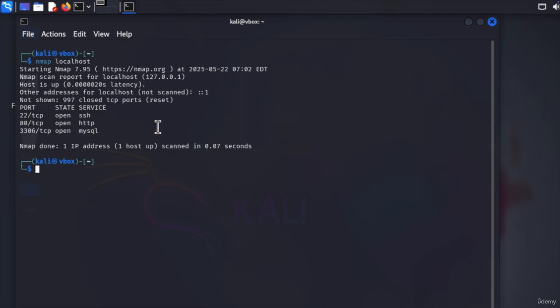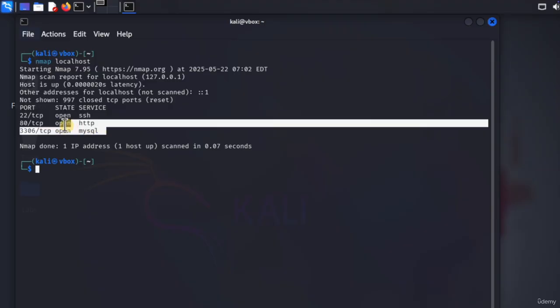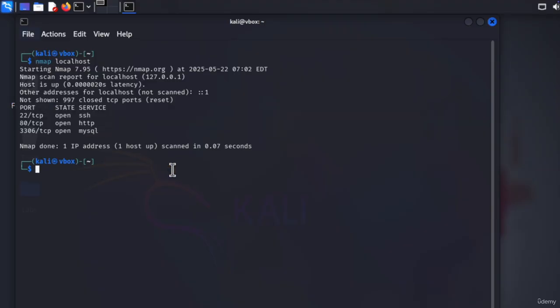Please bear in mind this is a scan of the 1000 most well-known ports. So it's not going to scan all 65,000 ports. And also, depending on which labs you've run first or previously, you may see slightly different results here.